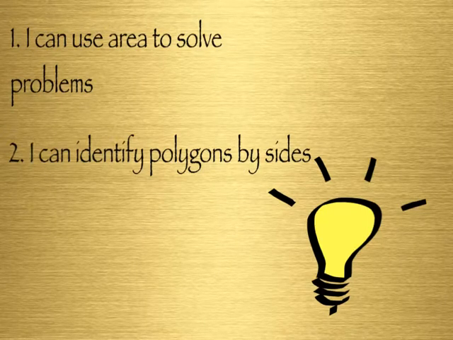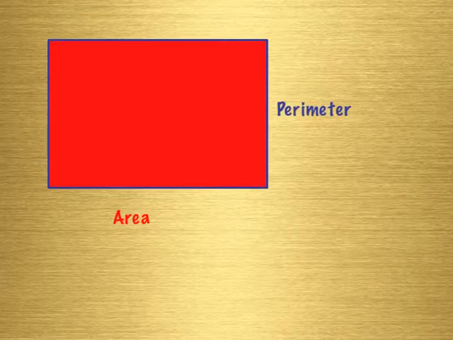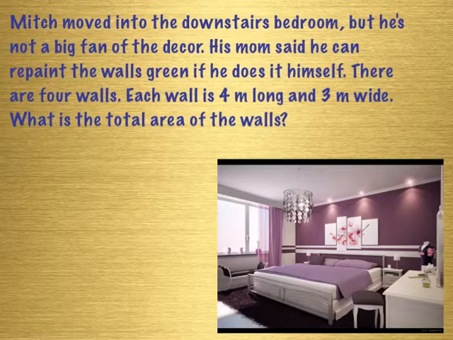Today we're going to use area to solve problems and identify polygons by sides. So we'll start with a quick review of area. Just a reminder, perimeter, shown here in blue, is the distance around a shape. Area, shown in red, is the distance inside it, covering the total surface area.